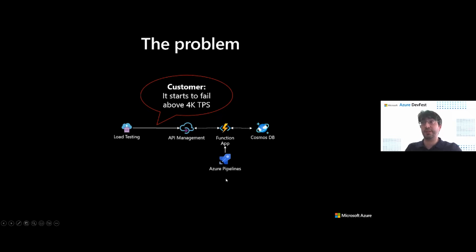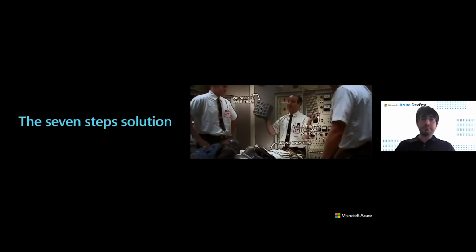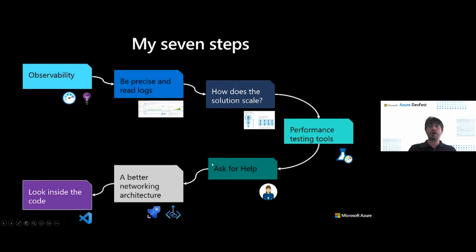Plus, they were already automating the CI/CD using Azure pipelines. Before sharing about our 7-step solution, it's important to mention that all the work that we have done was not just done by me, but it required collaboration of a very extended team of product experts, network experts, developers, performance engineers, architects, and also from Microsoft support. So our journey requires 7 steps.